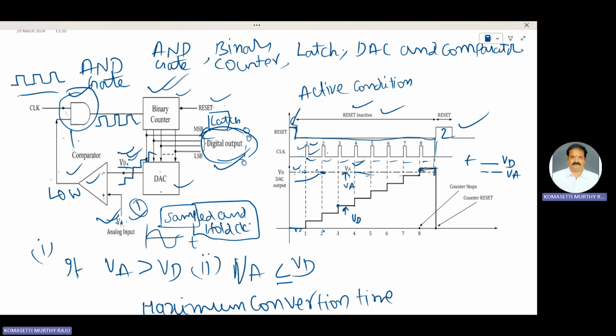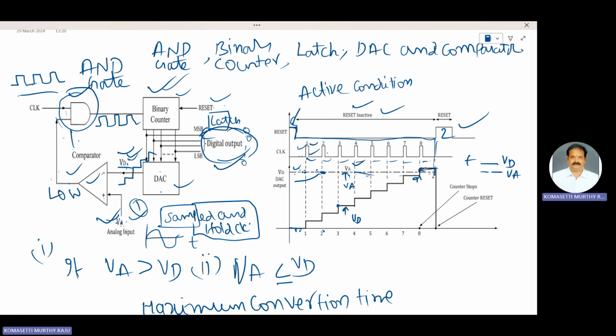clock pulse. At that instant, VD just crosses VA. VD is greater than or equal to VA. The comparator output is low, and the AND gate is disabled. It does not apply any clock pulses to the binary counter. The binary counter stops the counting.